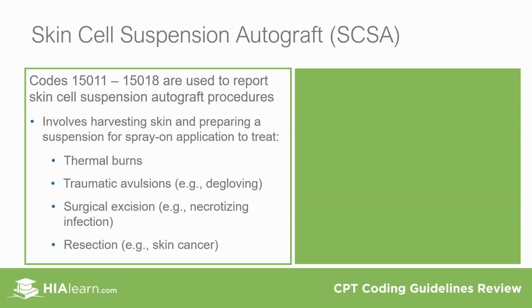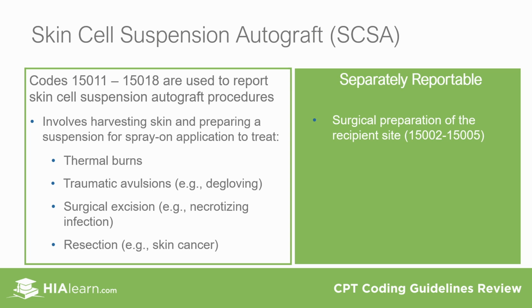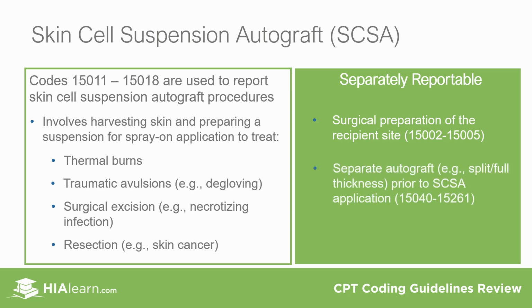Certain procedures are separately reportable with skin cell suspension autograft. These include surgical preparation of the recipient site, separate autografts such as split or full thickness grafts performed prior to the skin cell suspension autograft, and repair of the donor site requiring skin graft or local flaps.